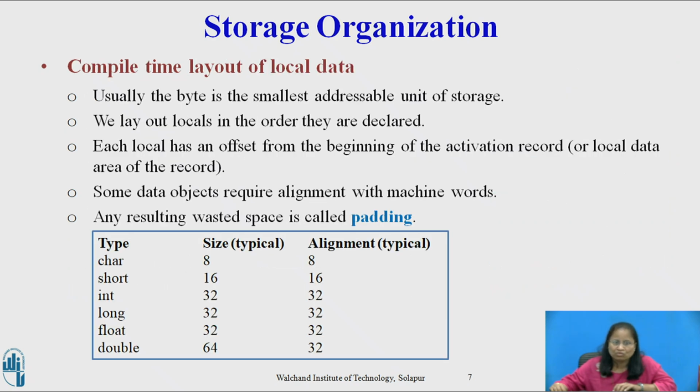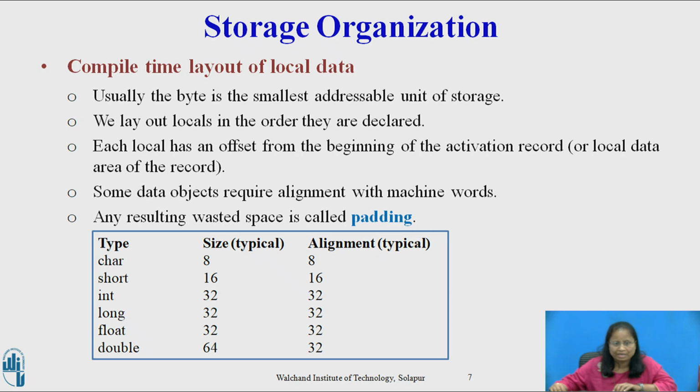Compile time layout of local data. Runtime storage comes in a block of contiguous bytes. Usually, the byte is the smallest addressable unit of storage. The amount of storage needed for a name is determined from its type, and elementary data types such as character, integer and real can usually be stored in an integral number of bytes. The storage for an aggregate such as an array or record must be large enough to hold all its components.